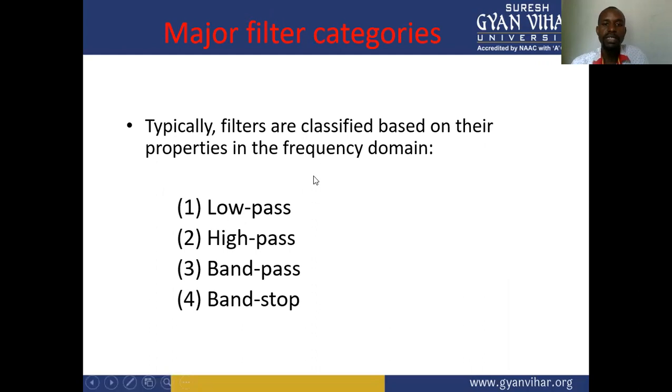Now we have major filter categories. The basic filter categories are classified according to their frequency domain. So we have low-pass filters, high-pass filters, band-pass filters, as well as band-stop filters. These are the four categories of filters that we have. We'll be looking at each one of them independently and try to understand how it works.